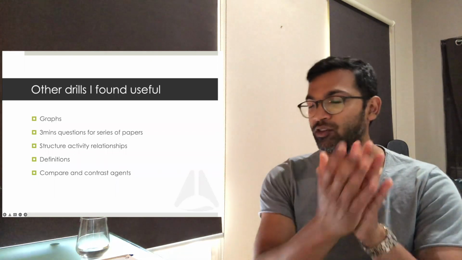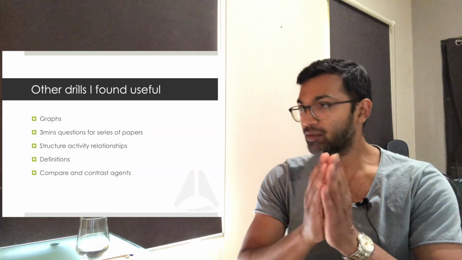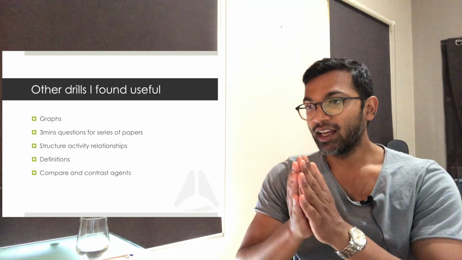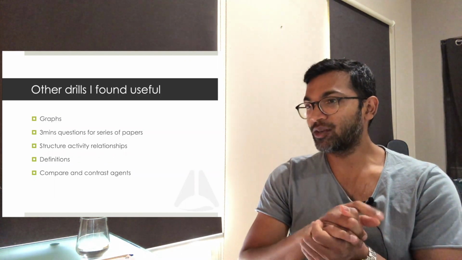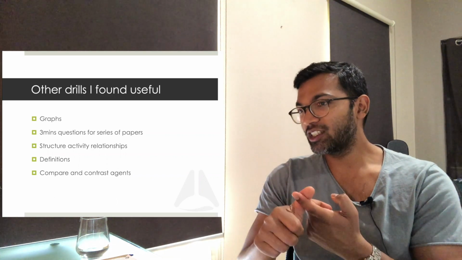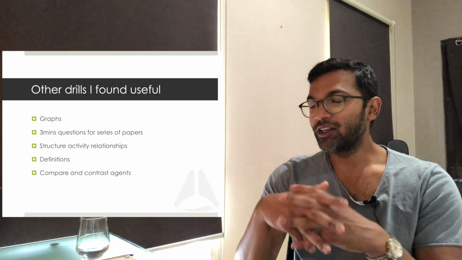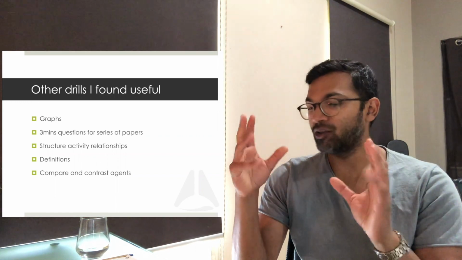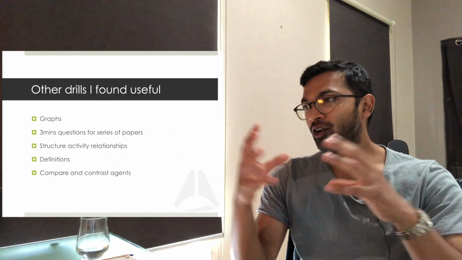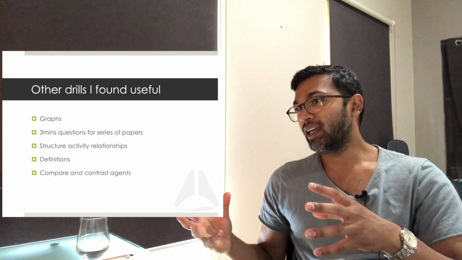I'd have sheets of graphs for all the different systems, respiratory, cardiac, neuro, renal, 3-minute series of questions for series of papers. Those are the drills that I find useful as well. Structure activity relationship drills, definition drills, compare and contrast agent drills. But you can really, instead of just doing one short answer question or a whole viva, I found that was obviously the way you want to play in the exam.